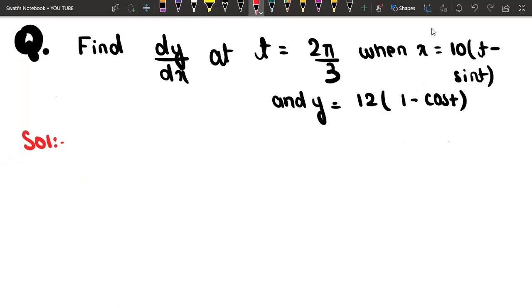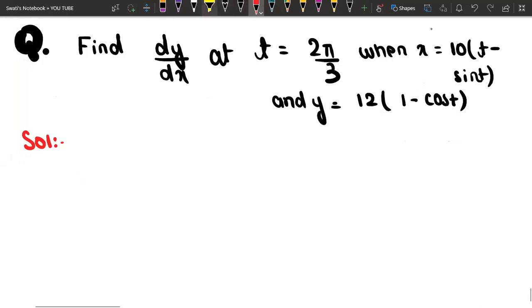In this particular video, I'm going to cover this question, as you can see. So the question is, find dy dx at t equals 2 pi by 3 when x is equal to 10 times t minus sine t and y equals 12 times 1 minus cos t.